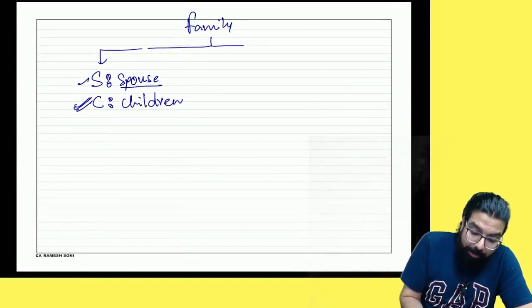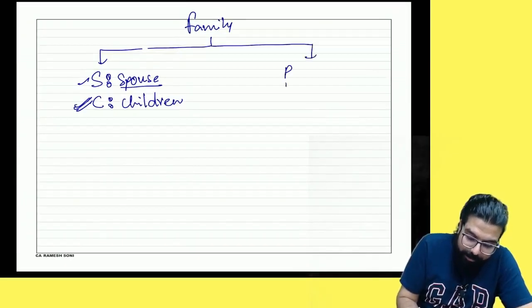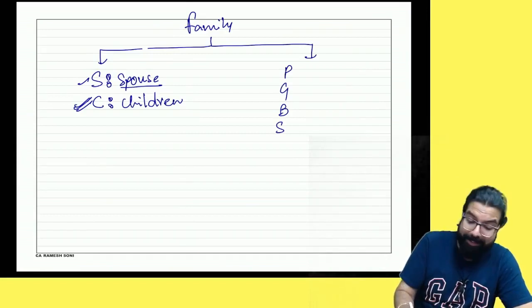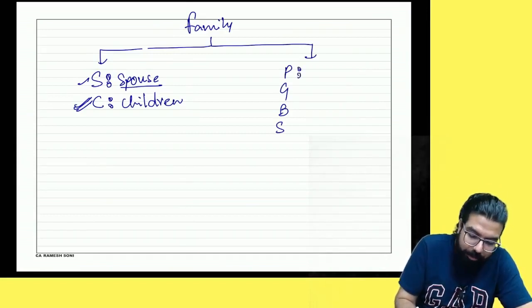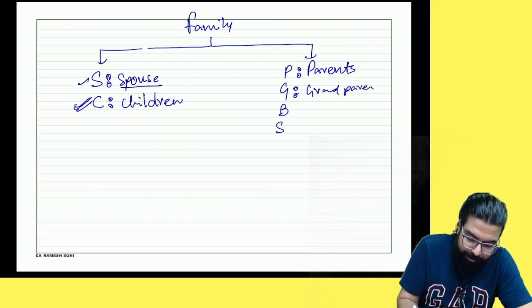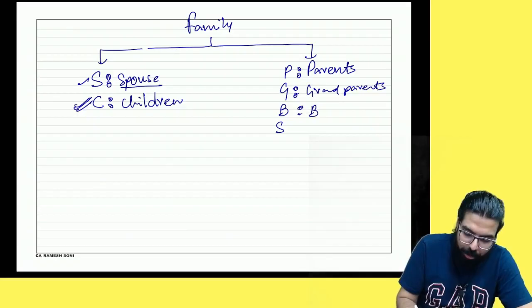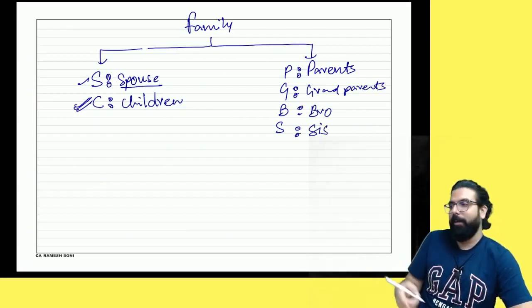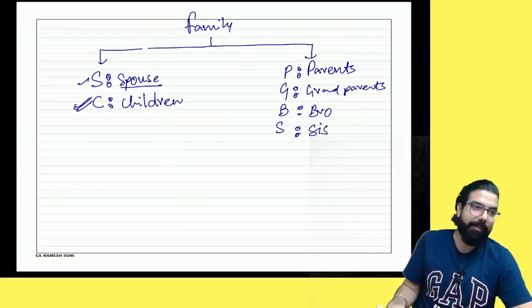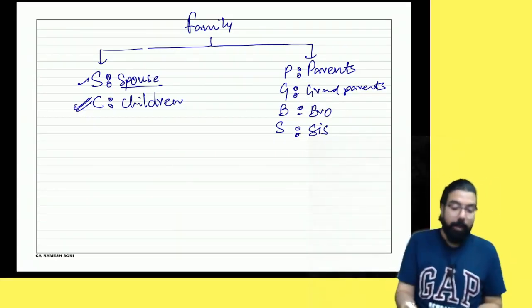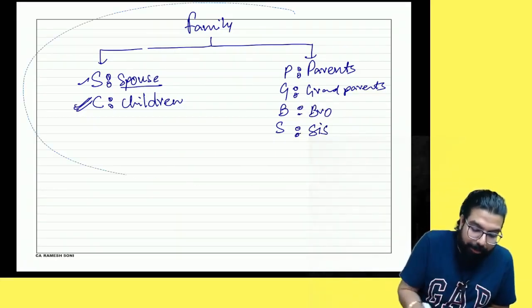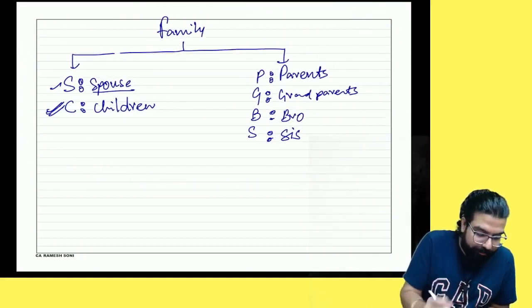Next is PGBS, not PGBP. PGBS: Parents, grandparents, brother, sister. Done, everyone. Don't write bro, sis and all in the exam. Please write the full form and come. Remember, not bro. You have to write brother.